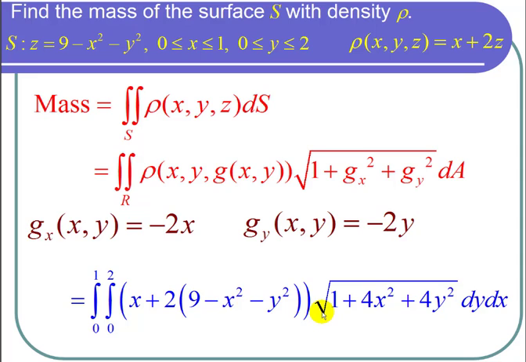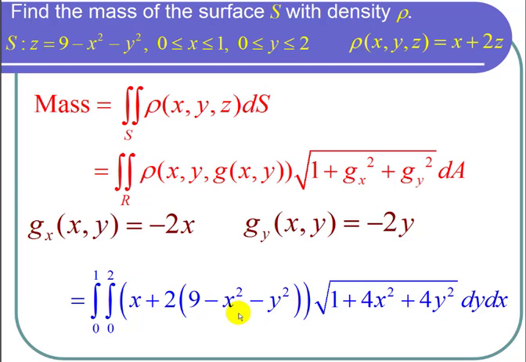And then times the square root of 1 plus g sub x squared, negative 2x quantity squared is 4x squared, and then plus g sub y squared, negative 2y quantity squared is 4y squared. Then dy dx.